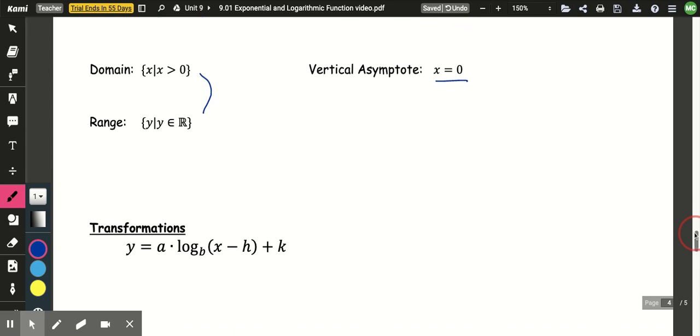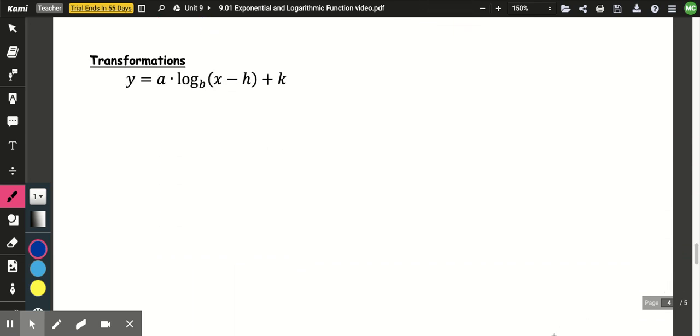All right, let's look at transformations. We have all the same transformations that we've had for every single function. We've got A, which is your vertical stretch or compression.